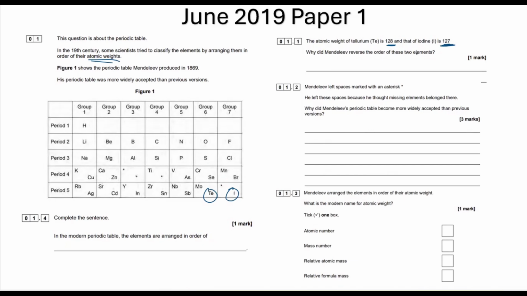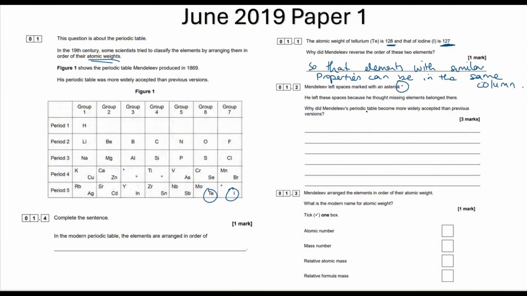Why did Mendeleev reverse the order so that elements with similar properties can be in the same column? Right? Mendeleev left gaps. Why did he leave the gaps? Undiscovered elements. So he left these spaces because he thought missing elements belonged there.